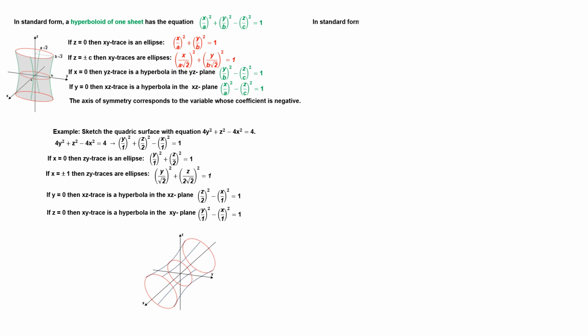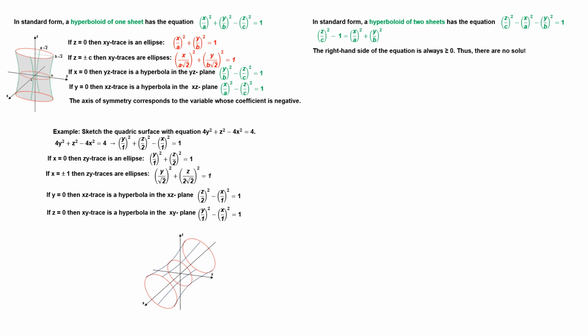In standard position, a hyperboloid of two sheets has the equation. Let's rewrite this equation as follows, as we must analyze it carefully to understand the construction of this surface. The right-hand side of the equation is always greater than or equal to 0. Thus, there are no solutions with absolute value of z less than c, because the left-hand side is negative.